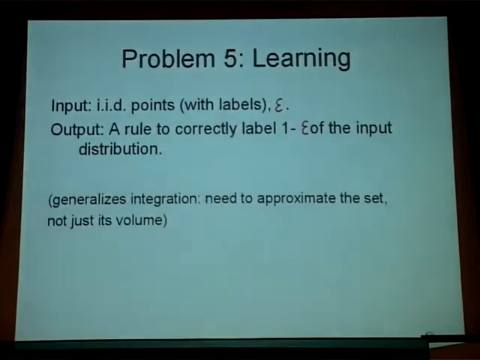And finally, learning. You're given points that are independent and identically distributed from a distribution that you might know, or maybe it's unknown, depending on how general the problem, and an error parameter epsilon. Now these points are labeled 1 or -1, or positive or negative. So you're given points and labels, and your goal is to come up with an efficient rule so that if somebody gives you a new point from the same distribution, the rule is a function that maps the point to 1 or -1, and is correct on 1 - epsilon of the distribution. So it correctly labels almost the entire distribution.